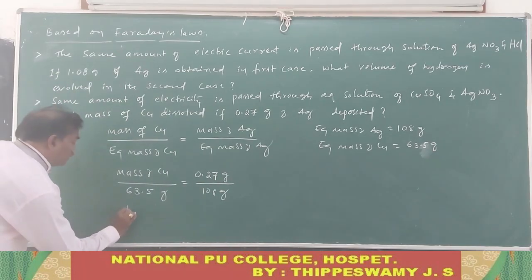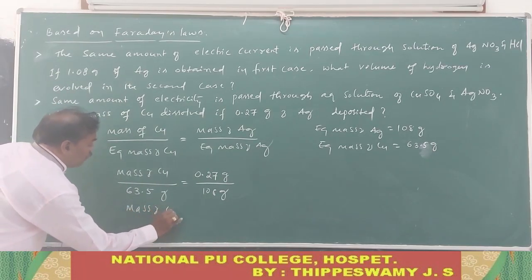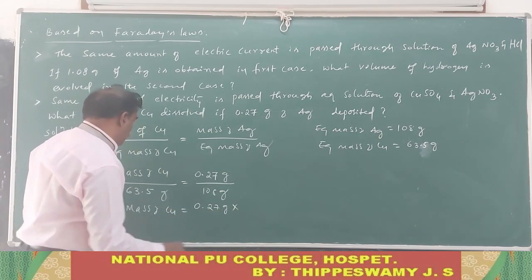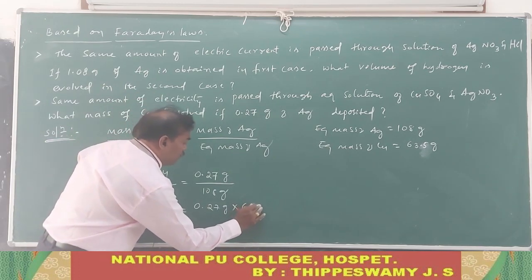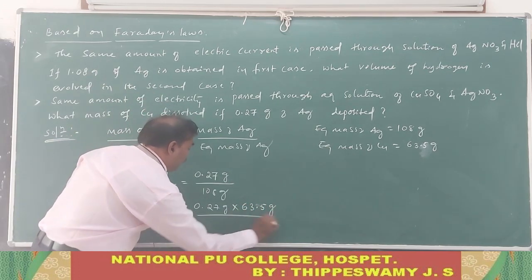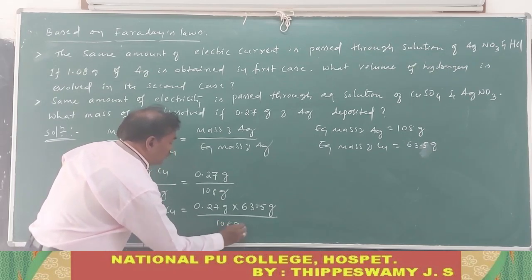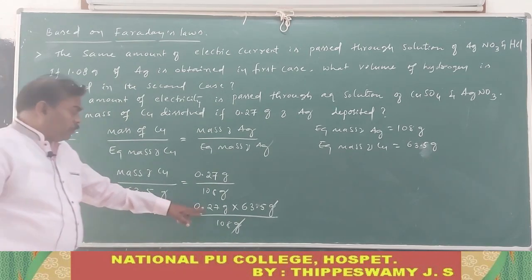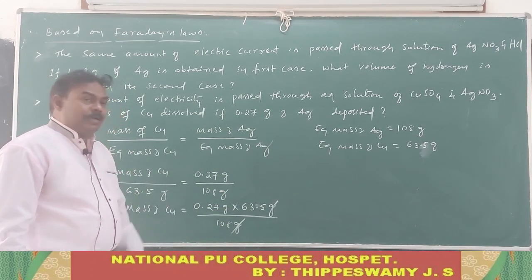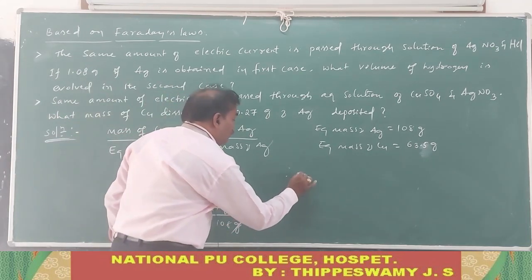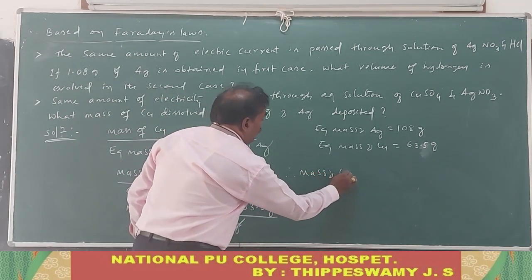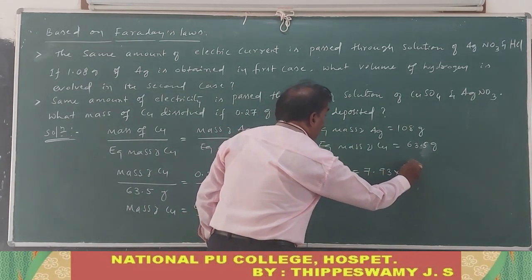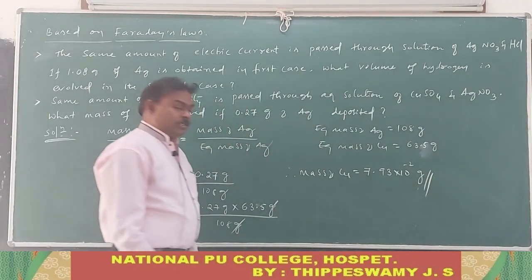Then mass of copper is equal to 0.27 gram into 63.5 gram whole divided by 108 grams. Here gram and gram units get cancelled, and what is the final answer we are getting? 0.27 into 63 divided by 108. So finally, mass of copper is equal to 7.93 into 10 to the power minus 2 gram. So this is the answer.